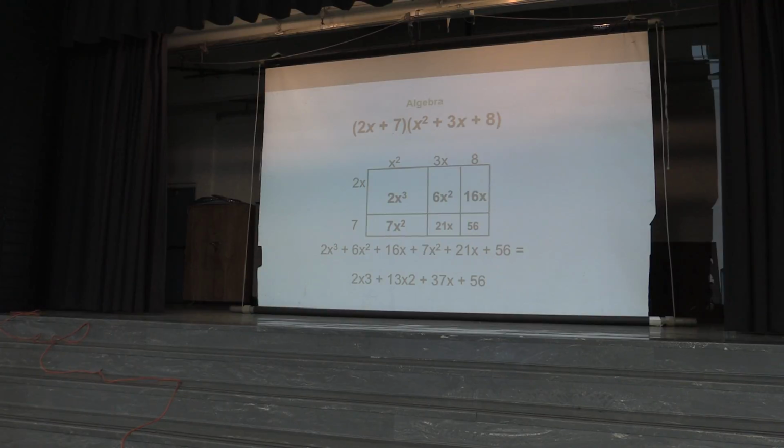Do you see it? So now you have all these parts. And you have the 2x cubed and the 6x squared and the 16x. And by the time students get here, they've also learned how to combine like terms. So they know when they put it all together, the 2x cubed stays by itself because it's the only term with a power of 3. But you can put the 7x squared and the 6x squared together. You can put the 21x and the 16x together, and then the 56 is by itself. It's the only constant.